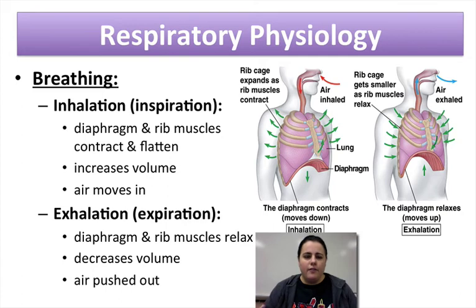Your rib and diaphragm muscles contract and they actually flatten, and usually your diaphragm's arched, but they flatten when you're inhaling, and that creates more volume to pull in the air. And then when you breathe out, the rib muscles and the diaphragm relax, and the diaphragm pushes up into an arc, pushing against that sealed cavity, decreasing the volume and pushing out the air.